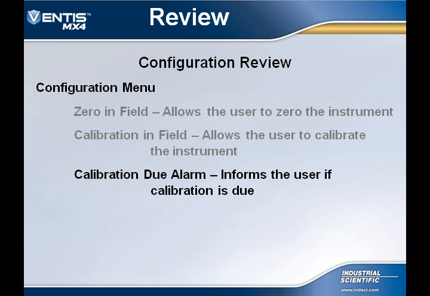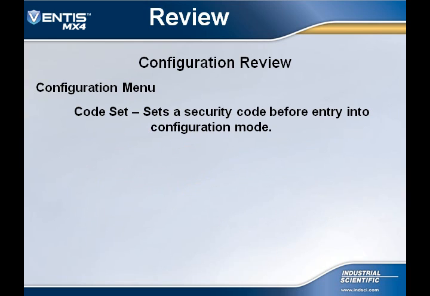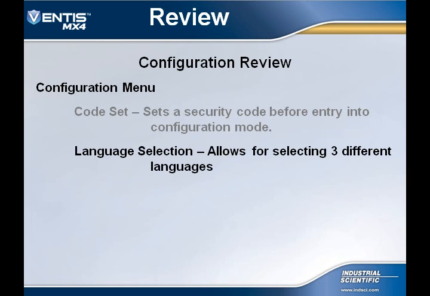Calibration Due Alarm informs the user if calibration is due. Calibration Set Point sets the interval when calibration is due. Code Set sets a security code before entry into configuration mode. And language selection allows for selecting of 3 different languages.